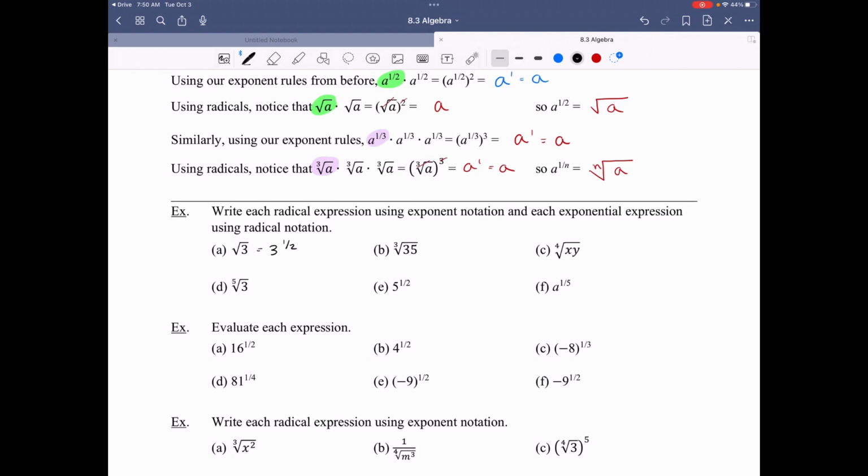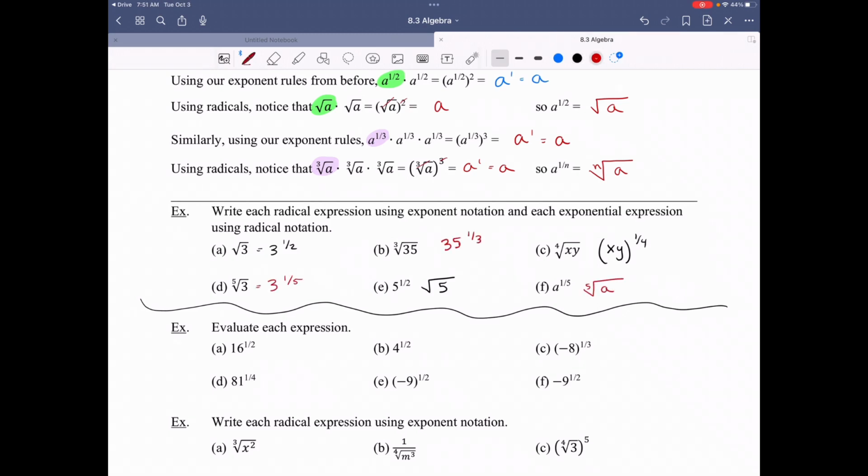Let's go to C. This is xy in parentheses to the 1/4. And then I'm going to do E. That would be the square root of 5. In your groups, do B, D, and F.